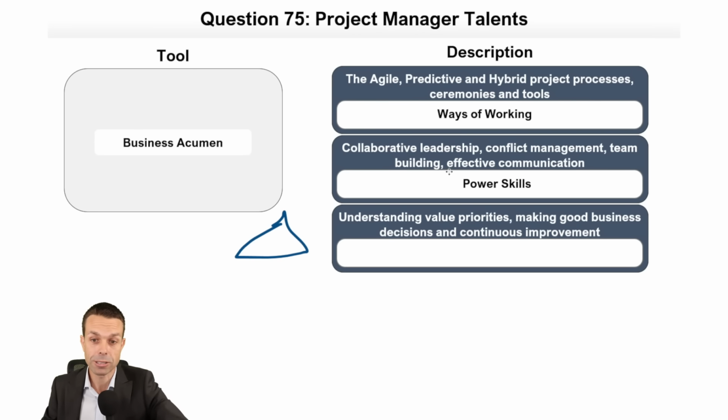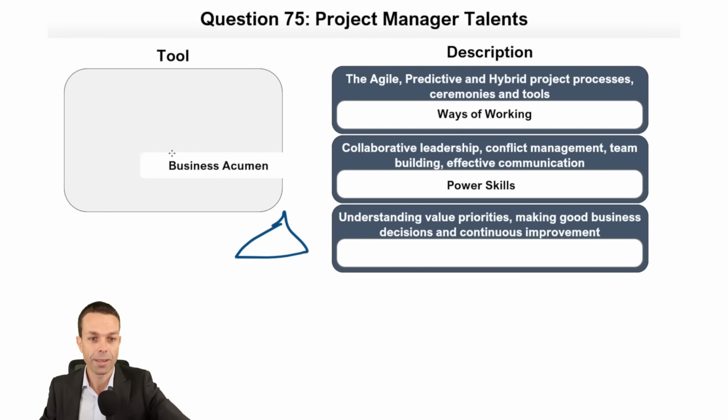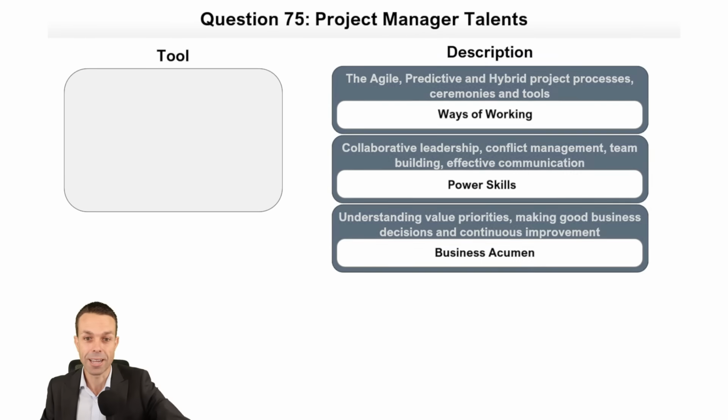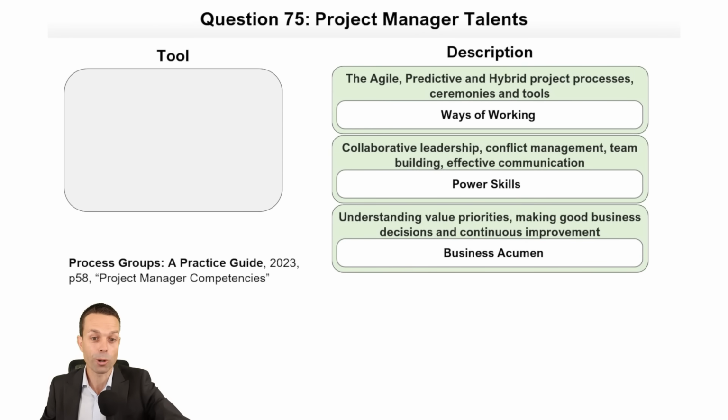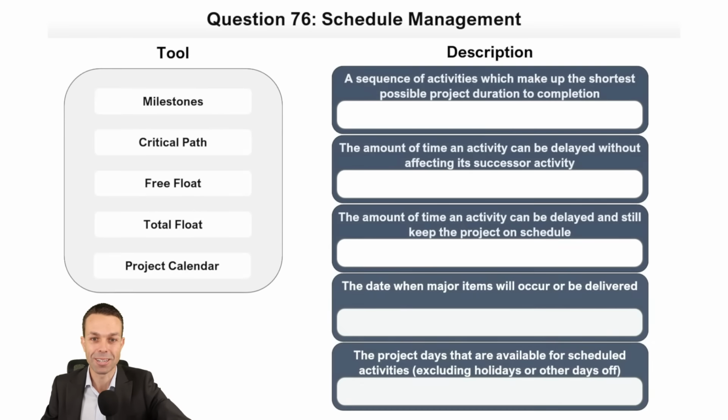Now, what if we have collaborative leadership, conflict management, team building, and effective communication? Those are our power skills. And we need all of these three things to be a good project manager, by the way. Understanding value priorities, making good business decisions, good commercial decisions, making sure we're delivering that business value, and continuous improvement. That's our business acumen or business knowledge. Let's quickly check. And that is great. Project manager competencies under page 58 in the process groups practice guide.